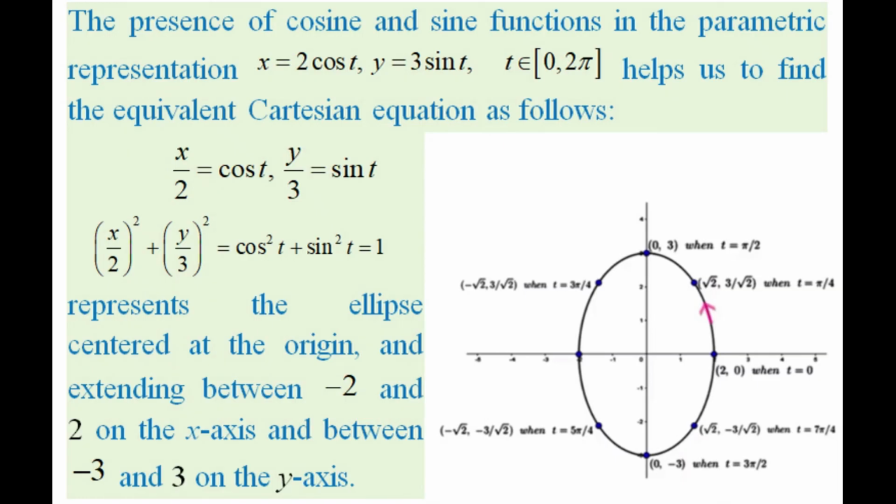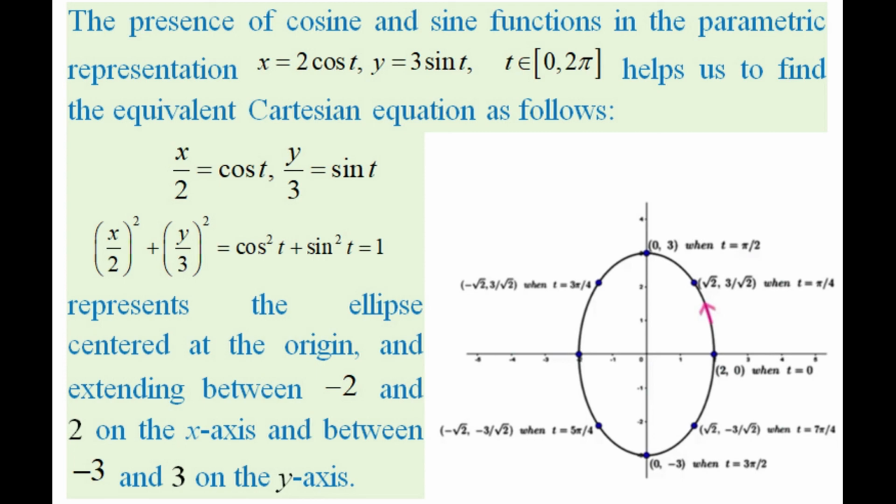From the parametric representation, x is equal to 2 cos t and y is equal to 3 sin t, where t varies over the closed interval 0 to pi, we get x by 2 is equal to cos t, y by 3 is equal to sin t, and hence (x by 2) whole square plus (y by 3) whole square is equal to cos square t plus sin square t, which is equal to 1. Now, x square by 2 square plus y square by 3 square is equal to 1 represents the ellipse centered at the origin and extending between negative 2 and 2 on the x-axis and between negative 3 and 3 on the y-axis.